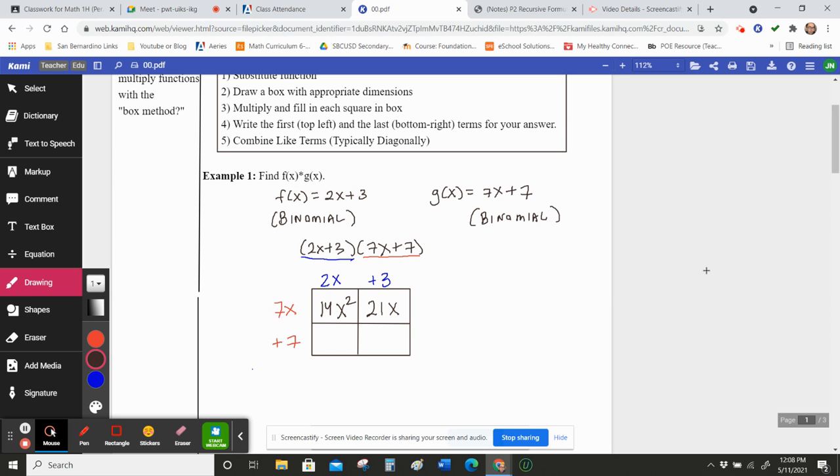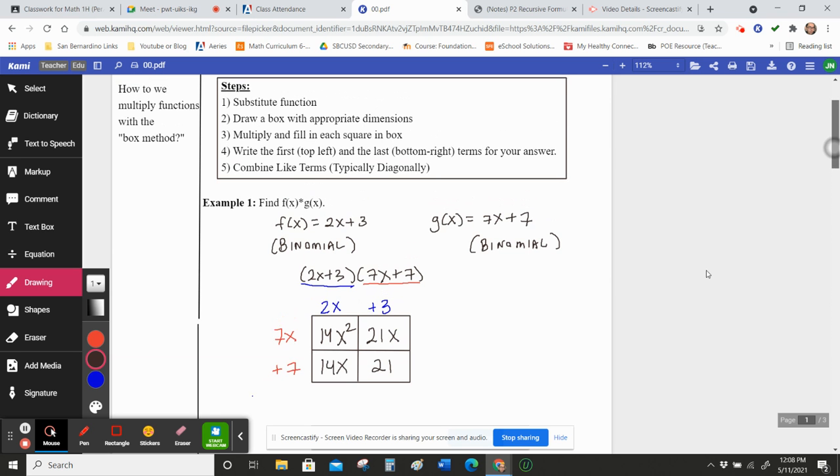Then I line up the first column and the second row. 2 times 7 will give me 14, but I need an x there, so this will be 14x. Then I do the last column, last row, so I have 7 multiplied by 3, which is 21. All right, so basically we substituted the function, so that was done.